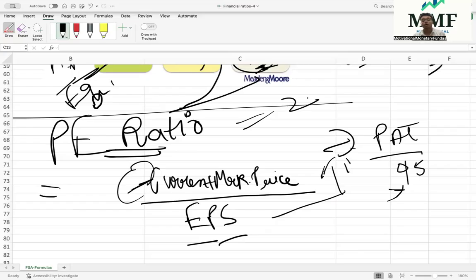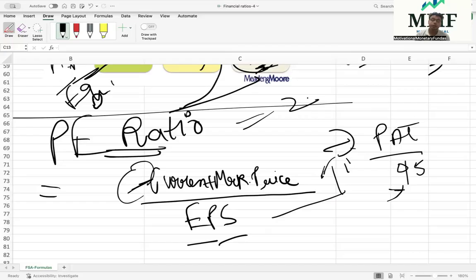Now, price to earning ratio is something which you can use for mostly all the industries, except for the BFSI space. You can't use price to earning ratio in the BFSI space. I'll tell you why. In the BFSI space, you tend to use something which is price to book value. So we'll do it today if we have time. If not, we'll do it in the next session.